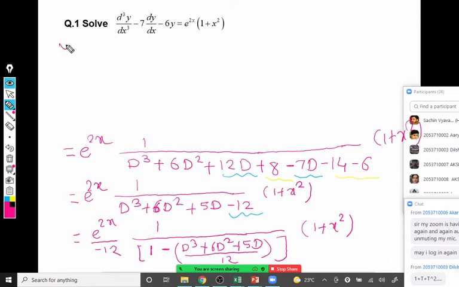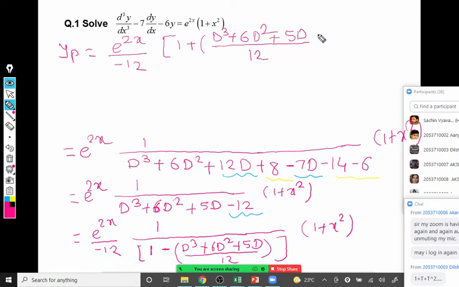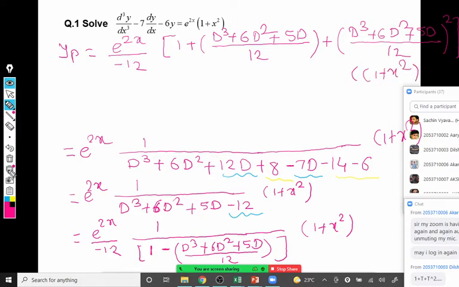Observe, then yp will become now e raised to 2x upon minus 12, that part as it is. Now we are writing in the numerator. See, this is 1 upon 1 minus t, that goes in the numerator with 1 plus t. So 1 plus t, the t term is d cube plus 6d square plus 5d divided by 12. This 1 plus t square, that is d cube plus 6d square plus 5d upon 12 bracket square, that's one only, operating on 1 upon 1 plus x square. So we have to operate this bracketed operator on 1 plus x square. That's one.